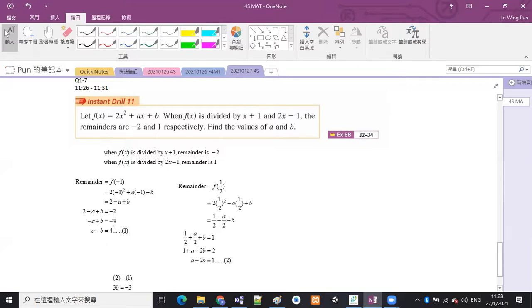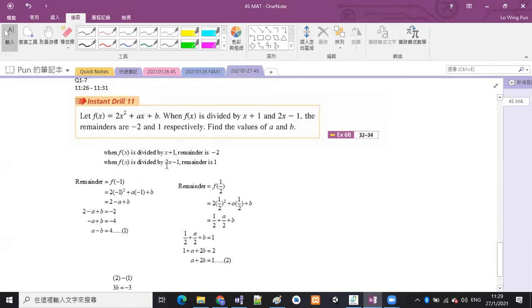Then negative a plus b is -4, and I would like the a term to be positive, so I multiply a negative to every term in the equation to get a minus b equals 4, and label this equation 1. And then the second equation comes from the second division.